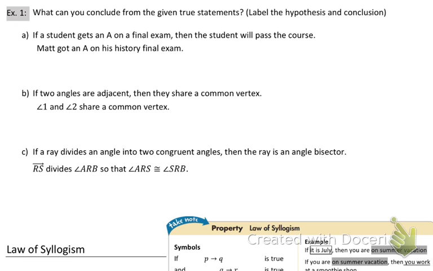So in these three examples, it says, what can you conclude from the given statements? Label the hypothesis and conclusion. Do we have a lot of room to label everything? Do we want to write those full sentences out? Probably not. So let's speed up how we can note our hypothesis and conclusion. So I'm just going to box in that statement that's after if. Is that first statement your hypothesis or your conclusion? That's my hypothesis. So I'm going to smack a P up there.